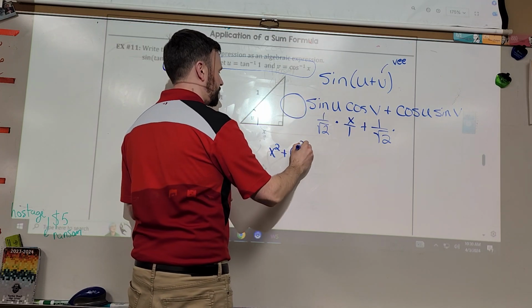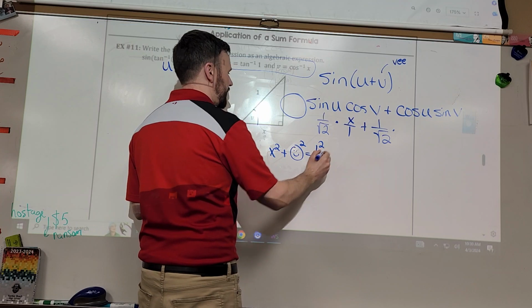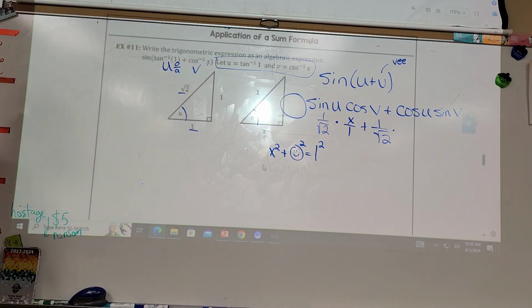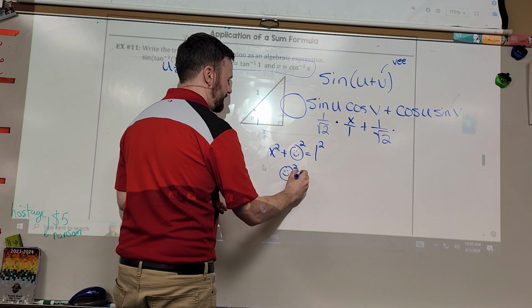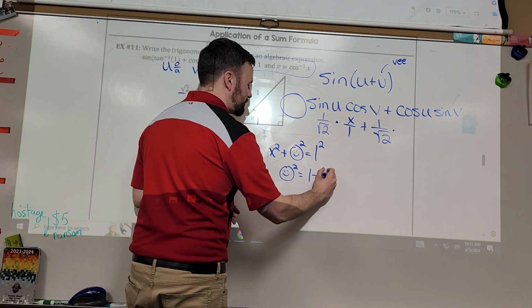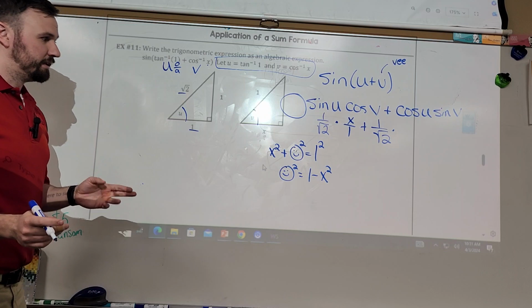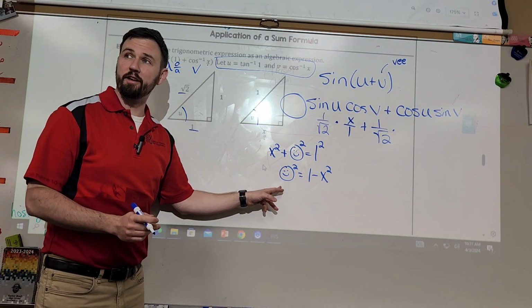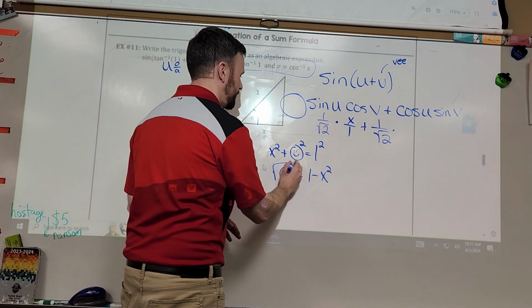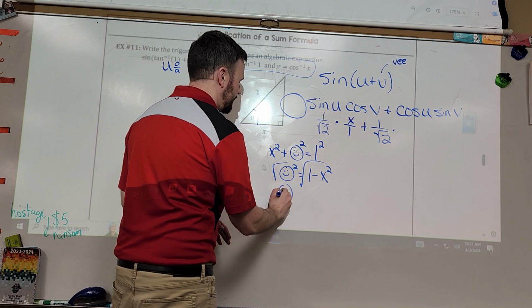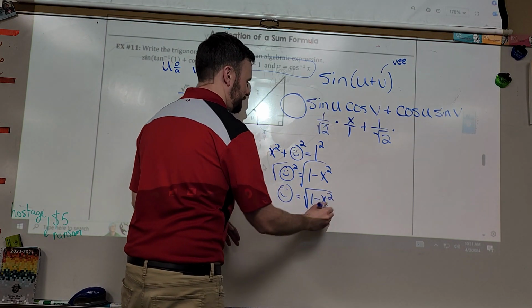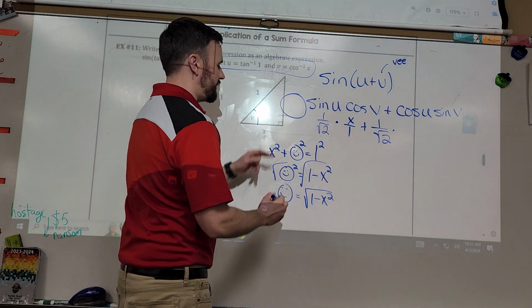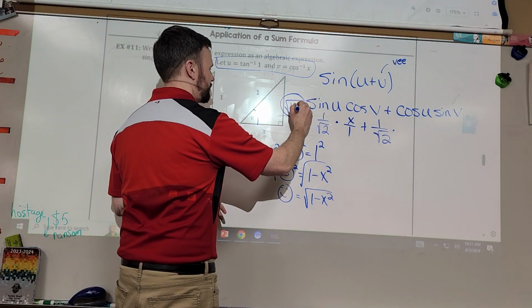Plus smiley face squared equals 1 squared, right? Do y'all agree on that? So, smiley face squared equals 1 minus x squared, right? How do I unsquare the smiley face? Square root it. So smiley face is the square root of 1 minus x squared. So what can I plug in right here? Square root of 1 minus x squared.